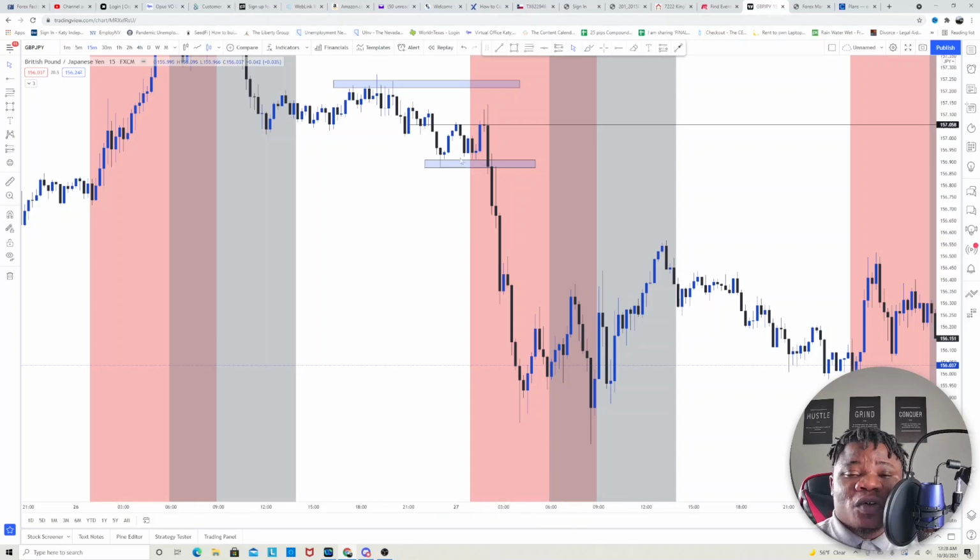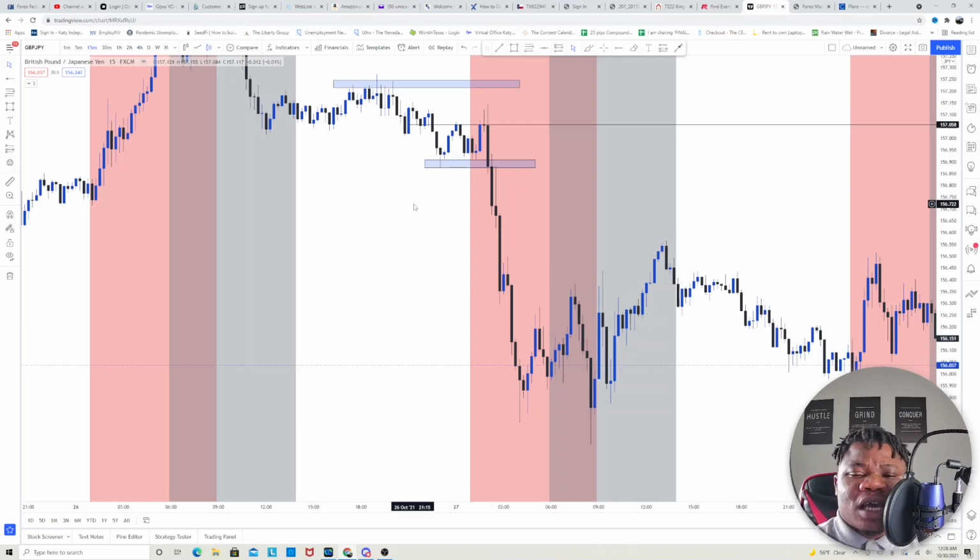Now, getting into a trade is going to depend on you. You can use the break and retest strategy, or you can use the break above resistance or break above support, meaning break above your high or break above your low, and you just get in your position. So your entry is going to depend on you.